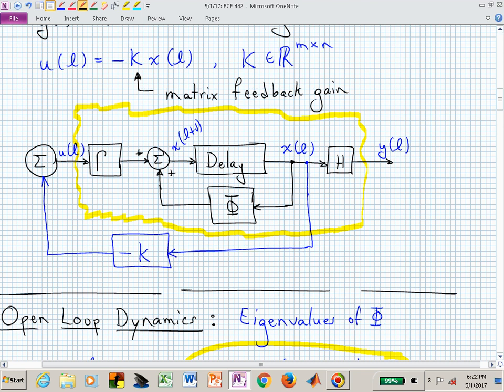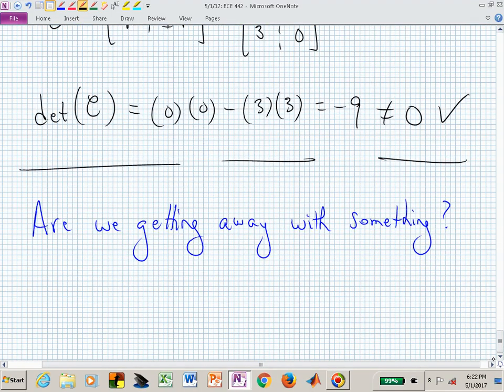as L is marching along. L is just advancing from 1 to 2 to 3. Every one of those steps, we pull off the state, scale it with K, and use that to drive or change the input to our system. So what we're getting away with now is we're assuming we can do a lot more than what we were assuming in the previous designs. Now we're saying we can go into our system and access all of the state variables. That's what we're getting away with. Our hand is in the cookie jar, actually.